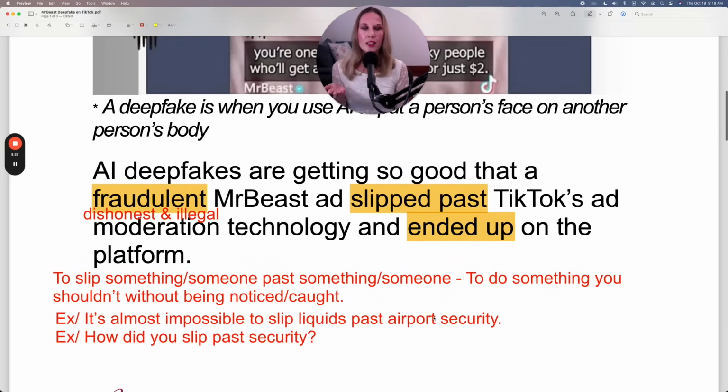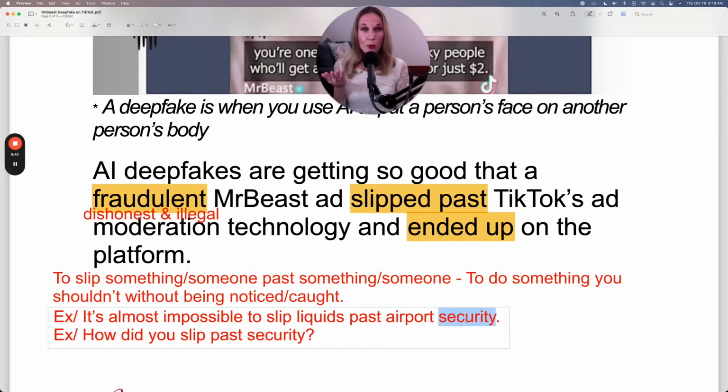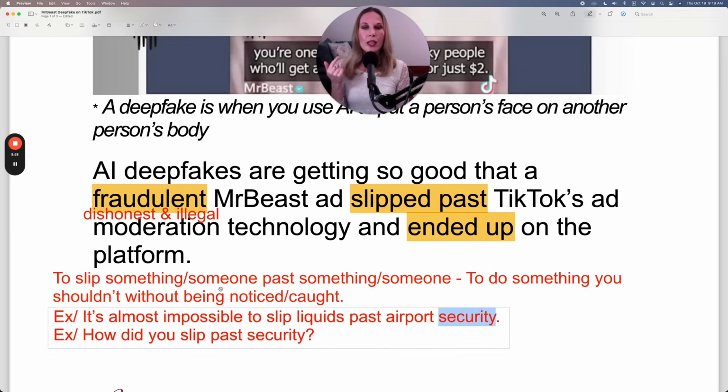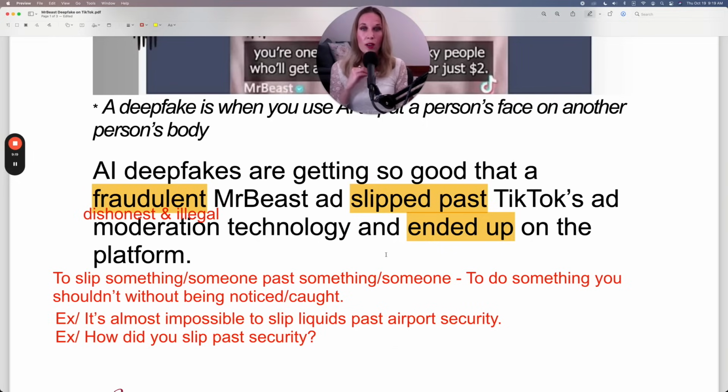So let's take something that has a lot of security, an airport. You know, you're not supposed to take liquids on an airport. It's almost impossible to slip liquids past airport security. So in this case, the something is liquids, and the something in this case is airport security. Now, remember, we can also use this with people. So I might say, how did you slip past security? If you're not supposed to be in a specific location for whatever reason, but you are in that location and nobody noticed you, then you slipped past security. So that's what it means in this case for the ad.